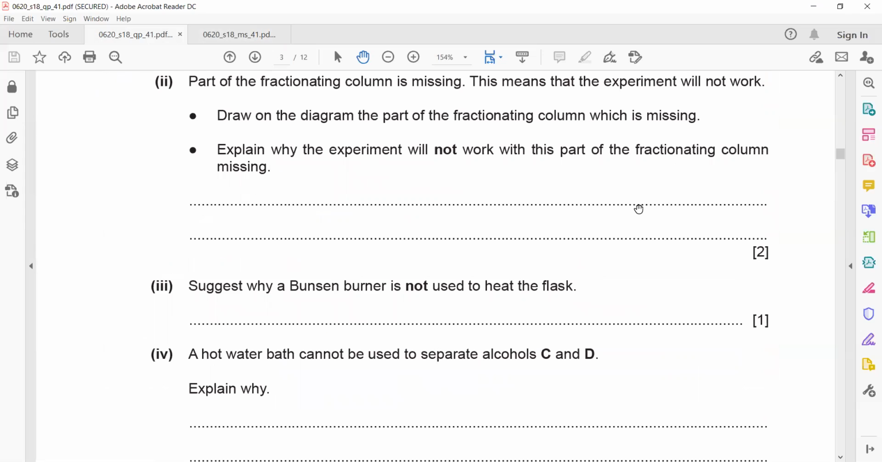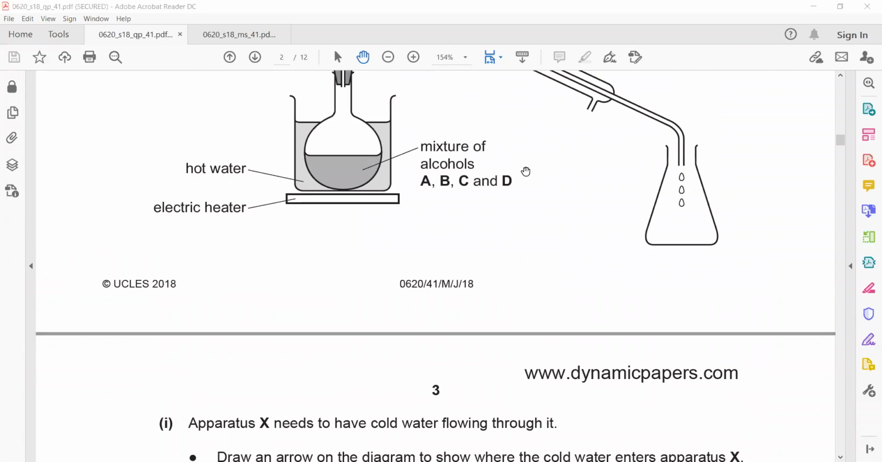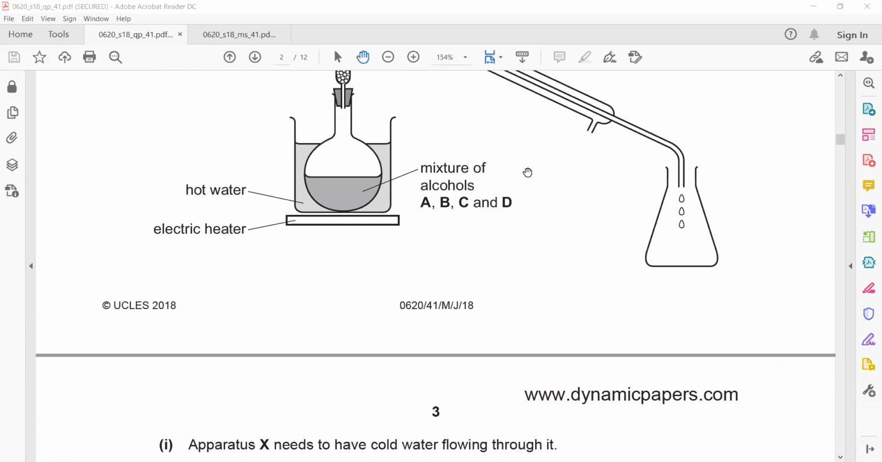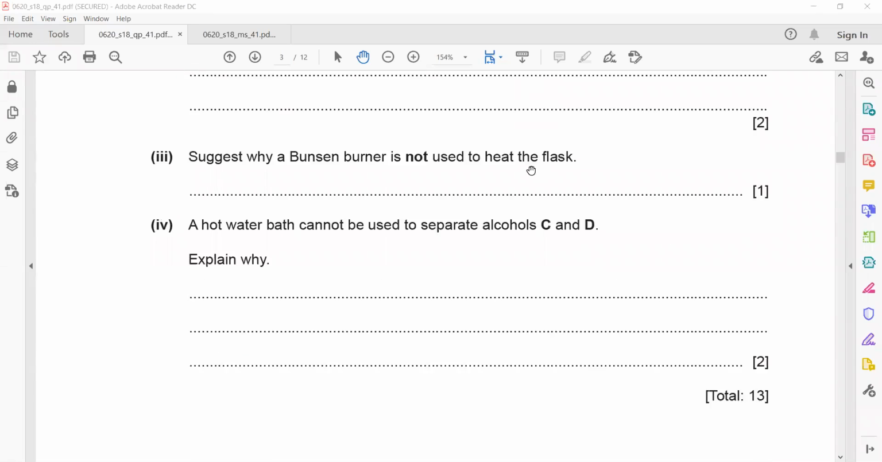Suggest why a Bunsen burner is not used. When something is flammable, it can catch fire easily. So we do not use a Bunsen burner because this is a mixture of alcohols. Alcohol can easily catch fire. So we are using a water bath instead of a Bunsen burner.